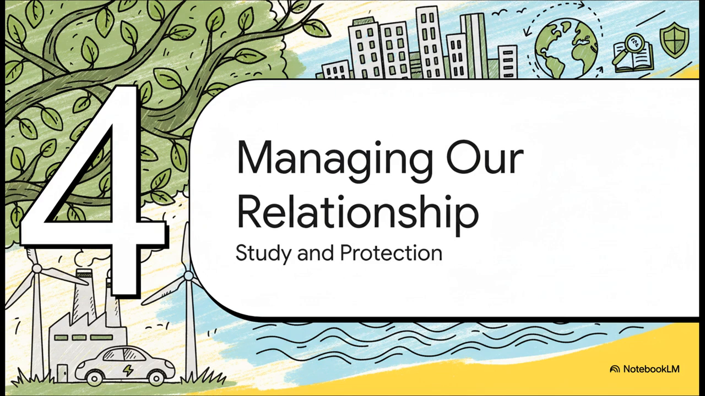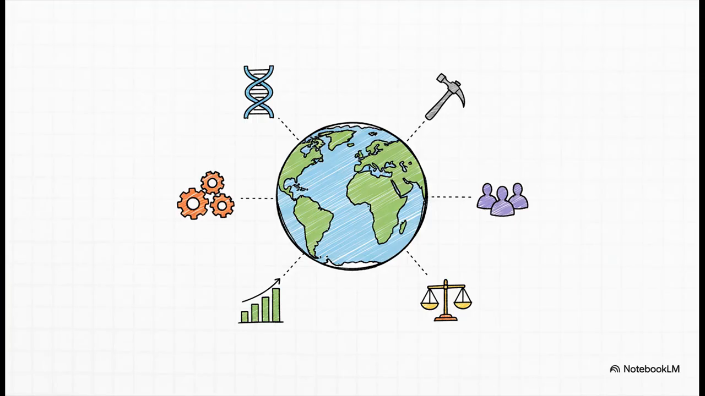So, once we acknowledge all these challenges, it brings us to the most important question of all. What do we do about it? How do we even begin to manage our relationship with this incredibly complex world that we completely depend on? Well, the first step is always understanding. And because the environment touches on literally everything, from chemistry and biology to economics and sociology, you can't study it from just one angle. It has to be a multidisciplinary approach.